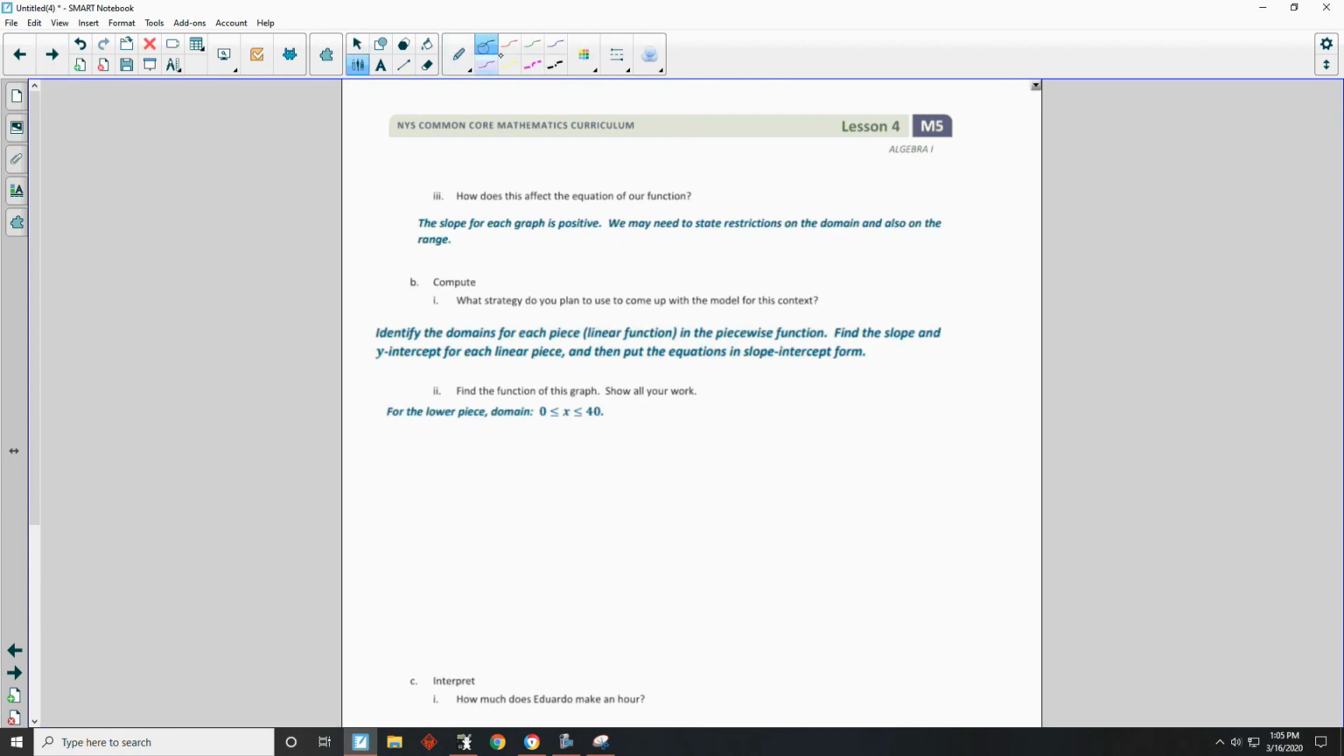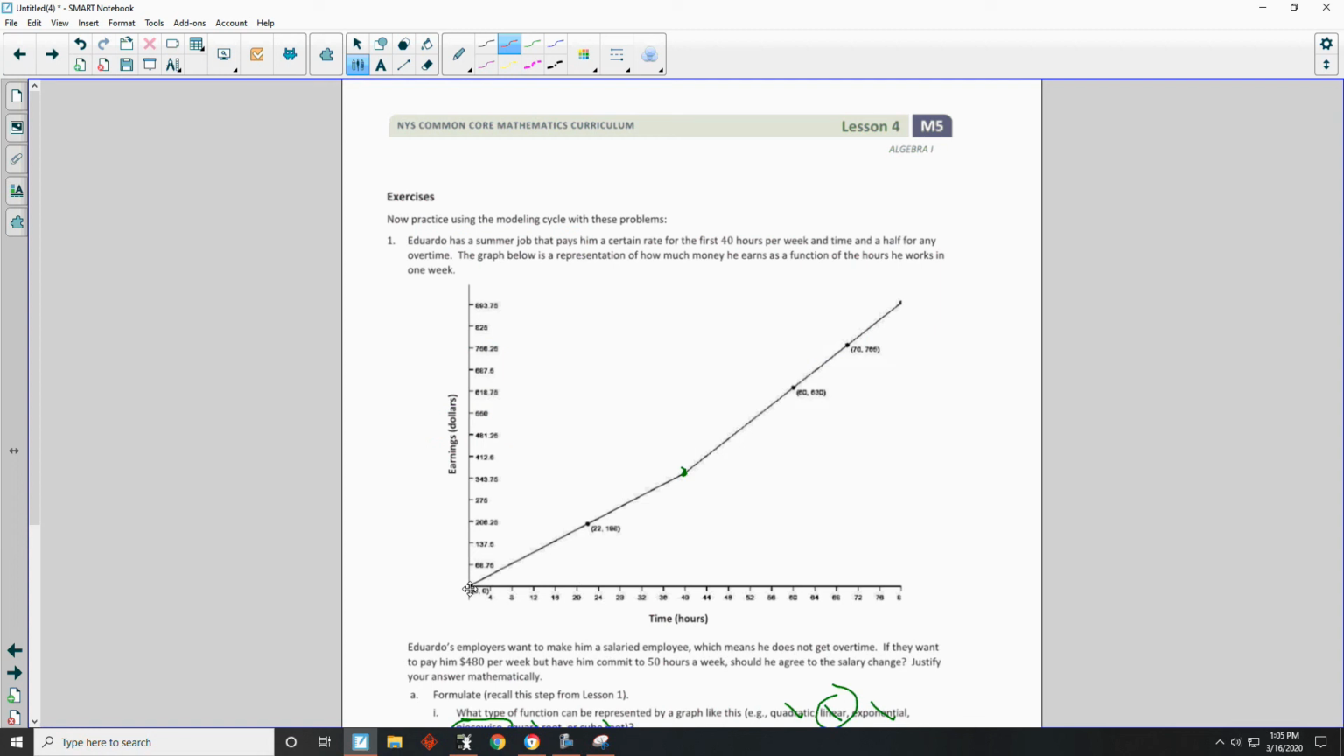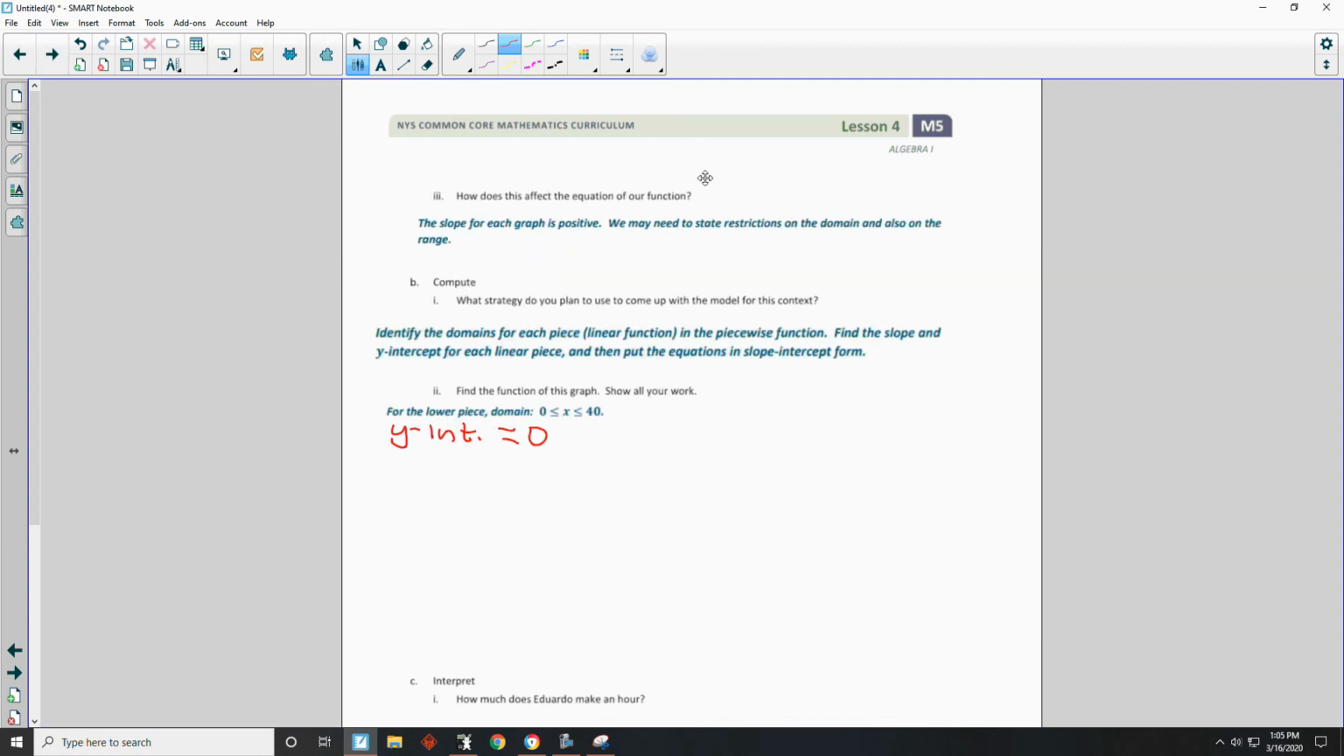So let's do that. y-intercept equals 0. And then we have points that we were given. So let's go back and look at those. So we have the point 0, 0 and the point 22, 196, or 198, I guess that is. Okay, so we're going to use the point 0, 0, and the point 22, comma, 198. Those are our two givens.